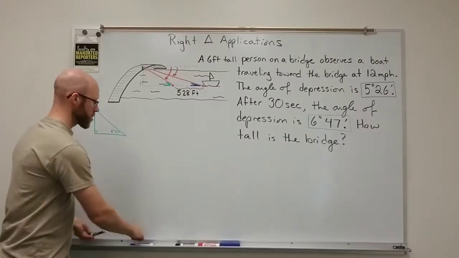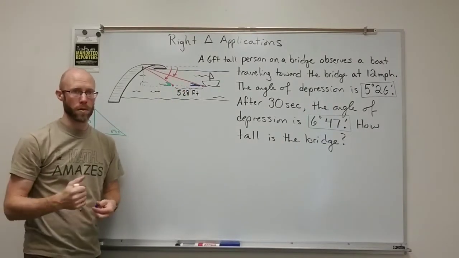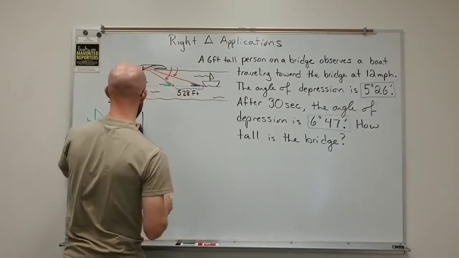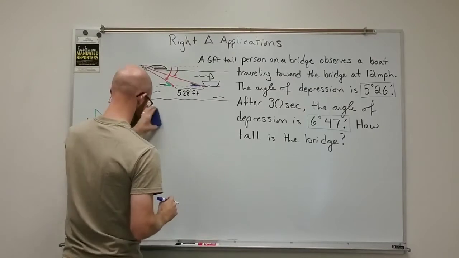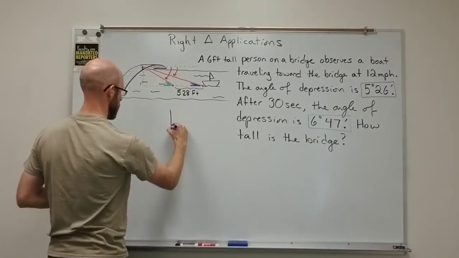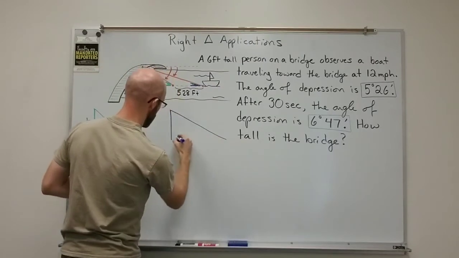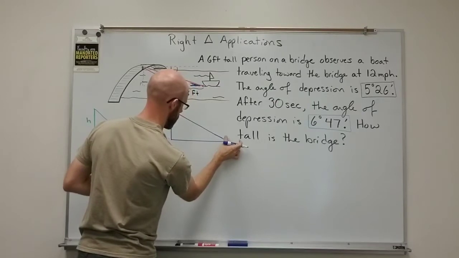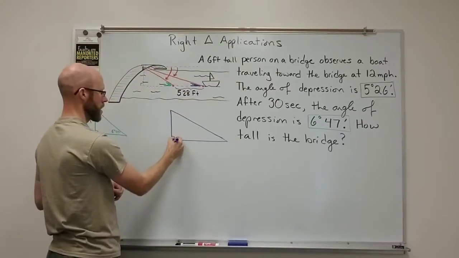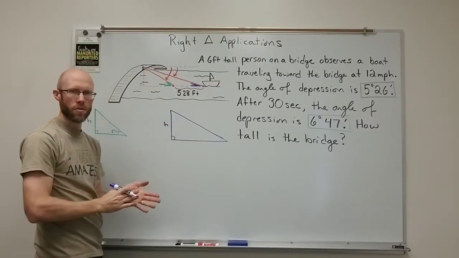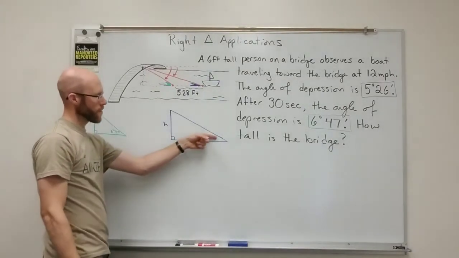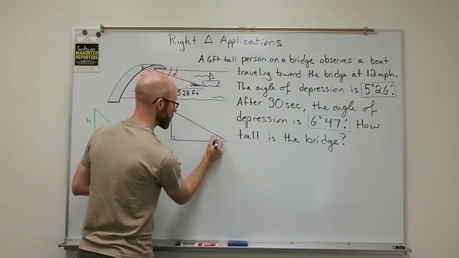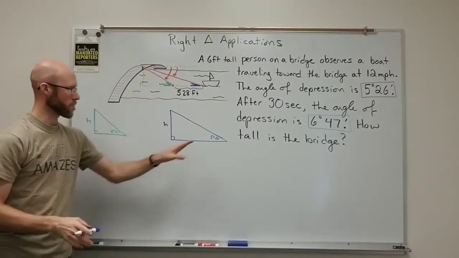Now the second triangle, the one that I did in blue up here, let's extend this out. A little bit longer triangle. And it has a right angle. It has the same h for the height, that's the same variable. And the lower right angle is going to be the 5 degrees 26 minutes. Okay, so I've got my 2 angle measures in there.